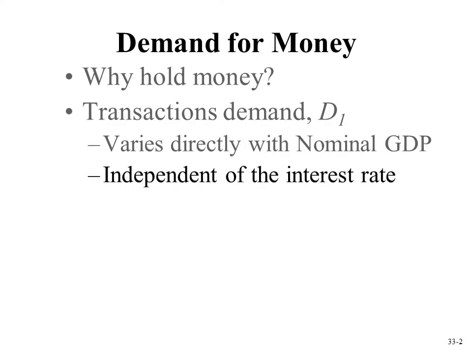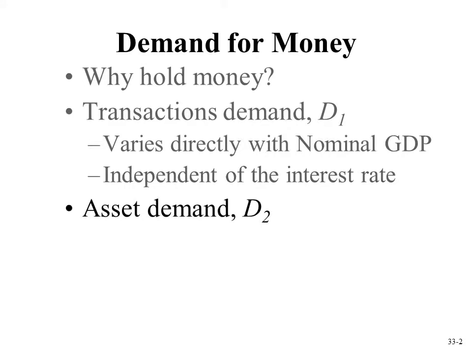We'd need more money to facilitate more exchanges. Therefore, there'd be an increase in the transaction demand for money. If the economy were to falter, if we were to slip into a recession, we would expect the transaction demand for money to slow or to shift leftward, to be less transaction demand for money. The interest rate has nothing to do with the transaction demand for money.